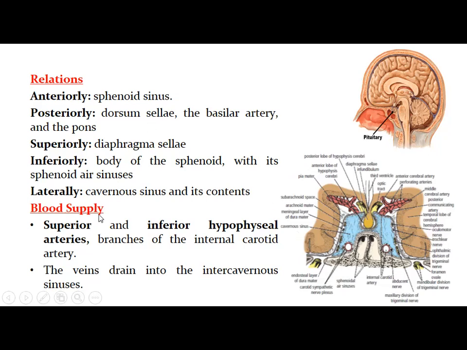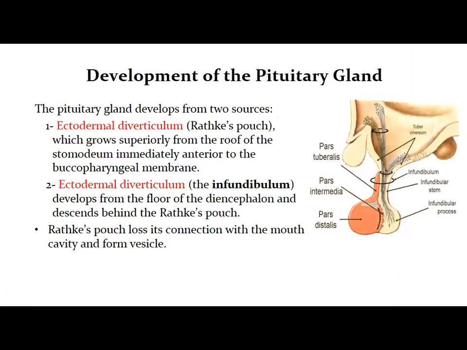Now coming to the blood supply, it is supplied by the superior and inferior hypophyseal arteries. The pituitary is also called the hypophysis cerebri. So these arteries are called the hypophyseal arteries, superior and inferior branches of the internal carotid artery. The internal carotid artery will give these two branches. The venous drainage will be into the intercavernous sinus. These are the cavernous sinuses on either side, which are connected by the intercavernous sinus. So the pituitary will be draining directly into this intercavernous sinus. Okay, this is the blood supply of the pituitary gland.